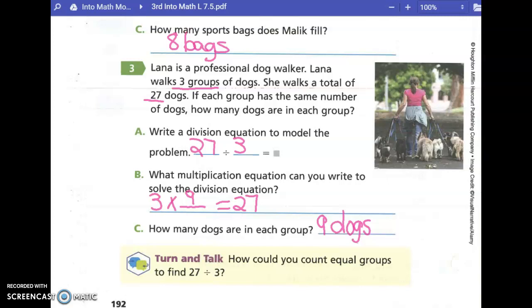What do we know? 3s, right? So we could say 3, 6, 9, 12, 15, 18, 21, 24, and 27. Go ahead and turn to the next page.